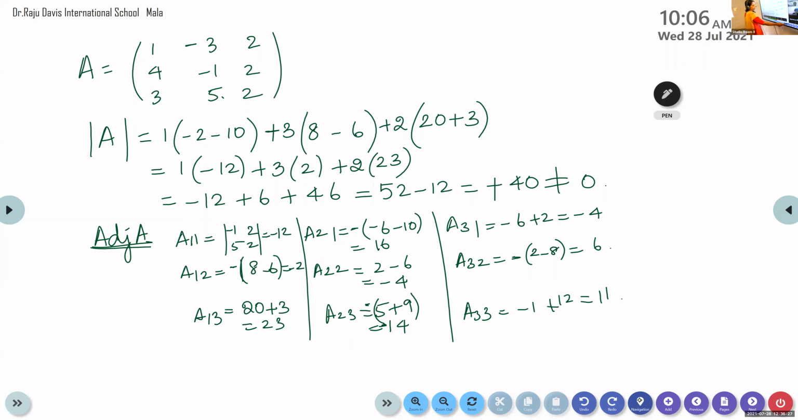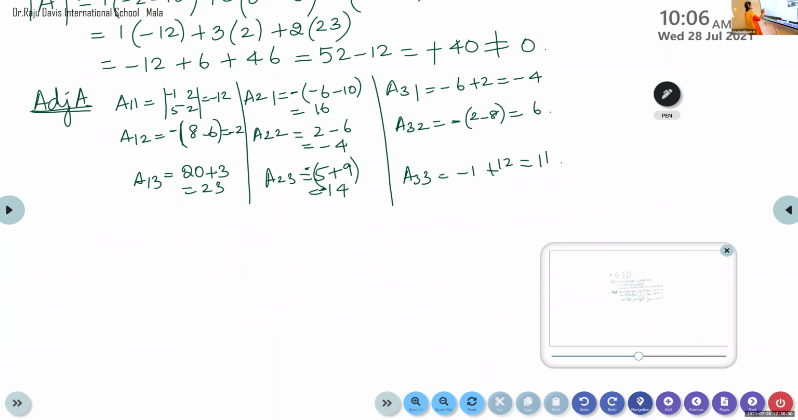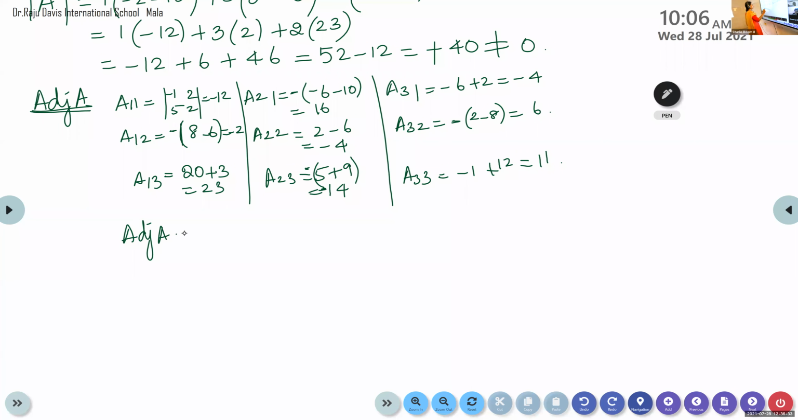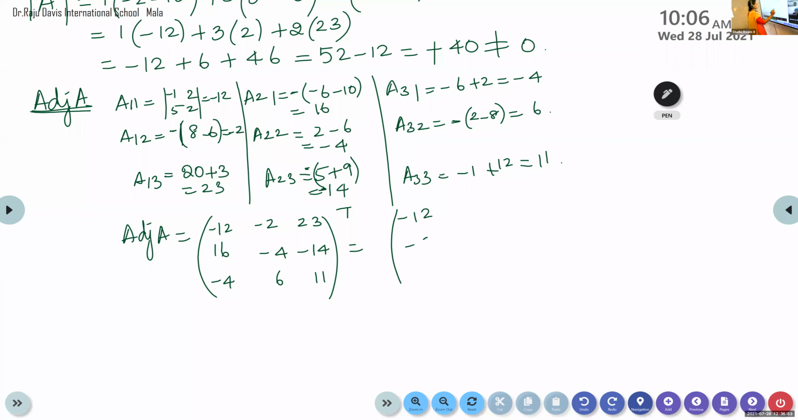You have to write adj. After finding all the cofactors, write down what is adj. What is adj? It is the transpose of the cofactor matrix. So minus 12 minus 2, 23. 16 minus 4 minus 14. Then minus 4, 6, 11. If we take the transpose, we get minus 12 minus 2, 23. 16 minus 4 minus 14. Minus 4, 6, 11. This is adj.